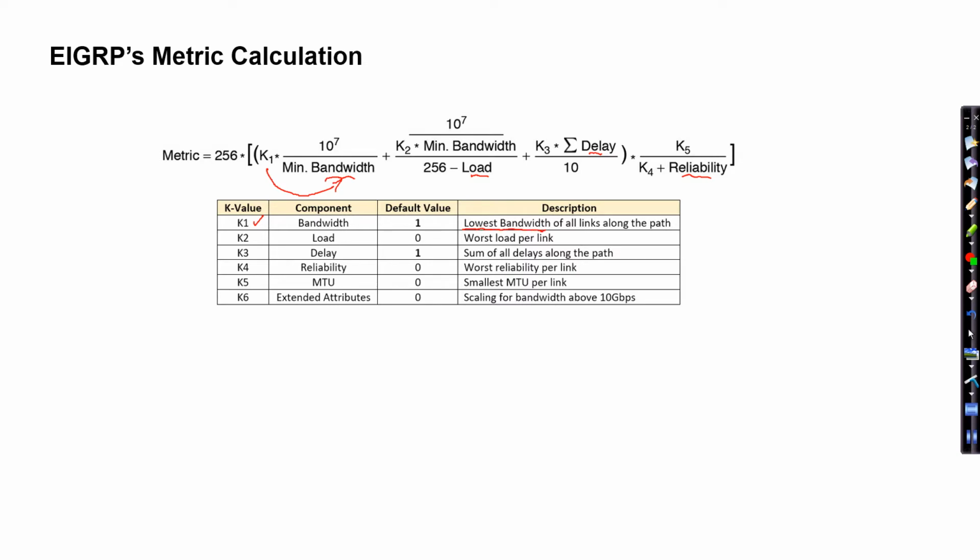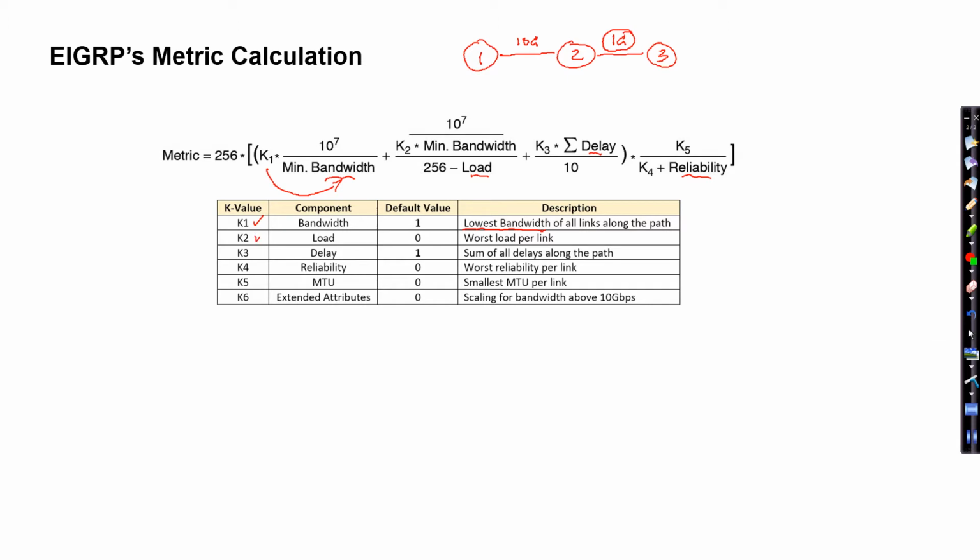Here's a quick example. Router 1 is connecting to router 2, connecting to router 3. The link between router 1 and 2 is 10 gigabit per second, and the link between router 2 and 3 is 1 gigabit per second. The metric will only use 1 gigabit per second.